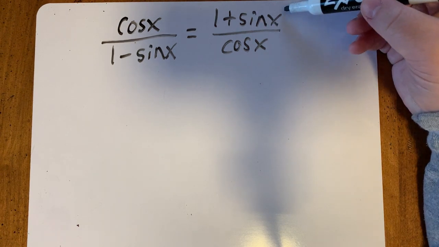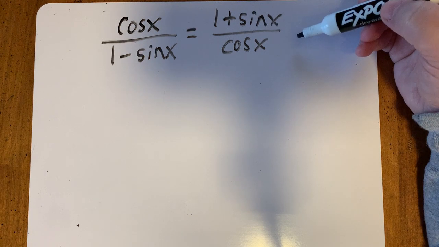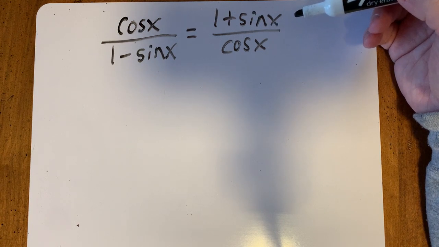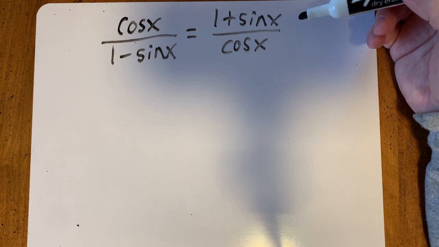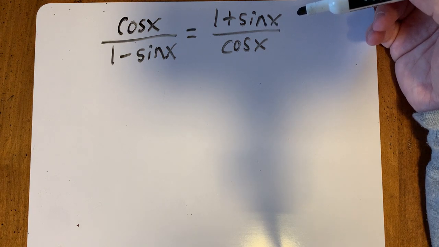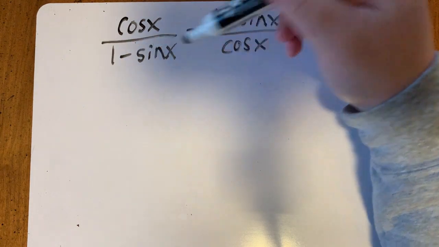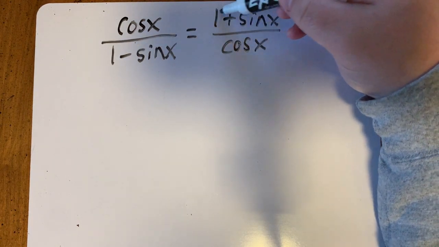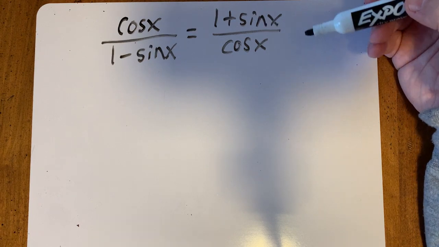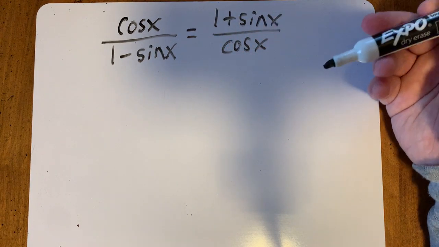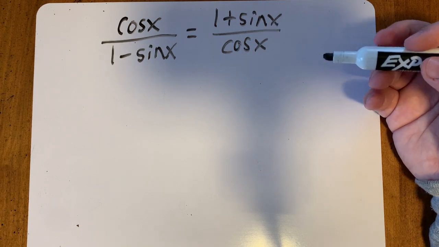So if you have a situation like this, oftentimes you're going to want to use the conjugates to produce that difference of squares. Either the cosine squared equals 1 minus sine squared or the sine squared equals 1 minus cosine squared. In this case, we already have the 1 minus sine of x or the 1 plus sine of x. Neither side is more complicated, so it doesn't matter which one you work with. I'm just going to work with the left side for kicks and giggles.